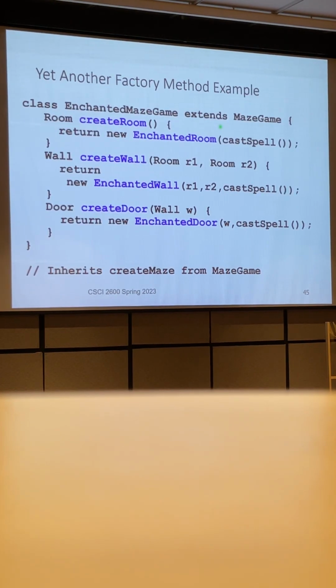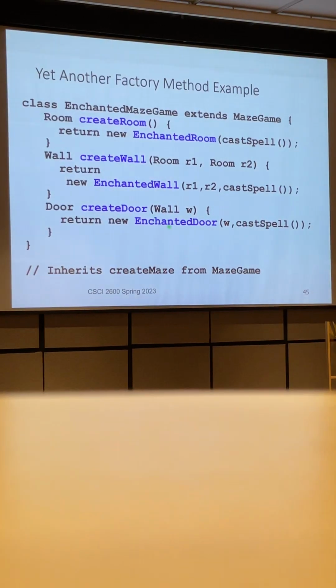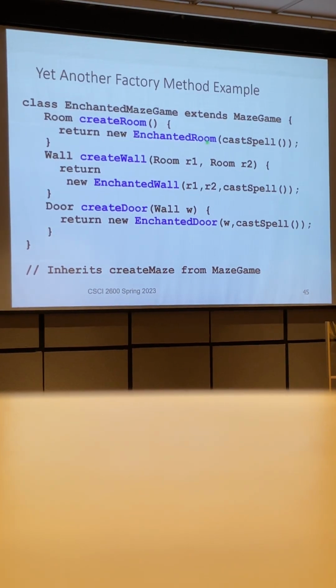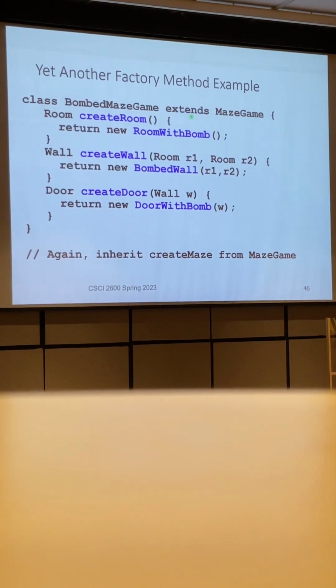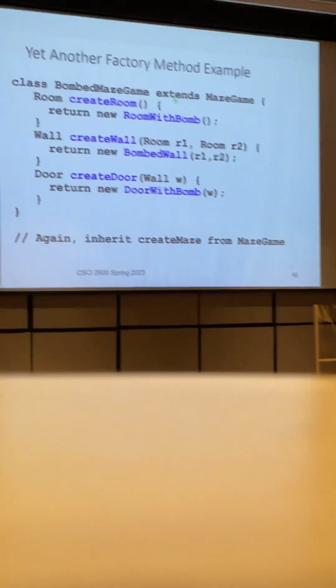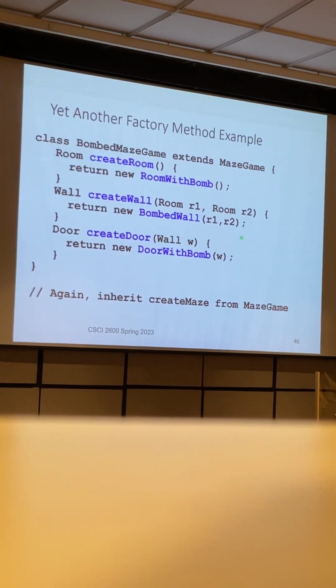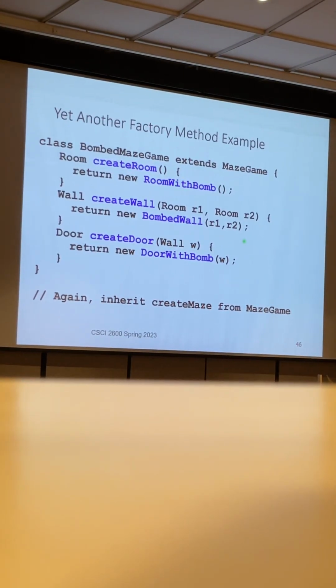And so here are more examples. Enchanted maze game overrides create room, create wall, create door, and it makes sure that it creates all those objects, room, wall, door, that are specific to this type of the game. Right? We might have another type of maze game, and that one also overrides create room, wall, and door. Right? And you can come up with more types of maze games.